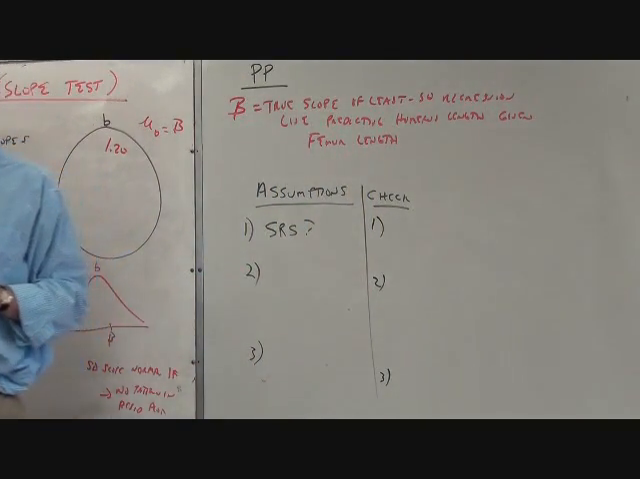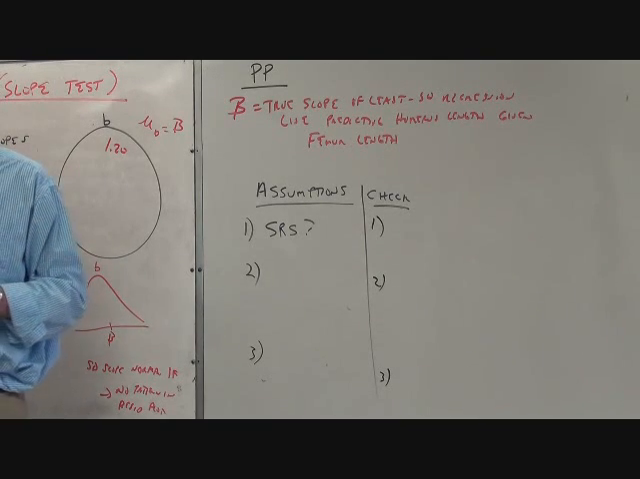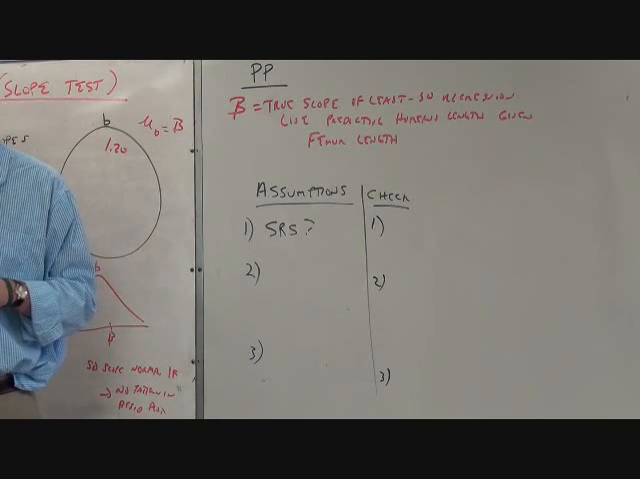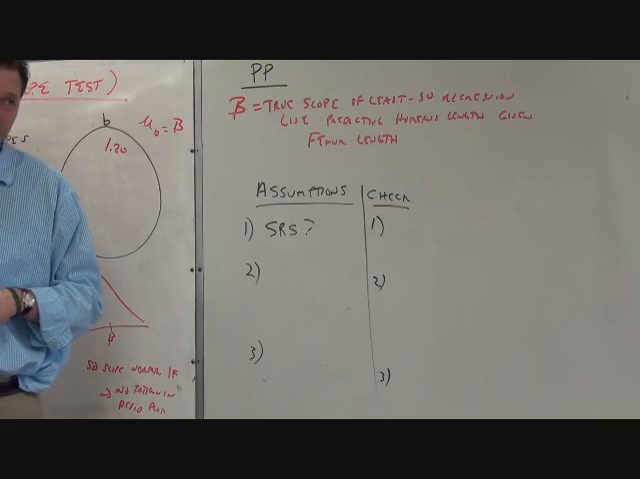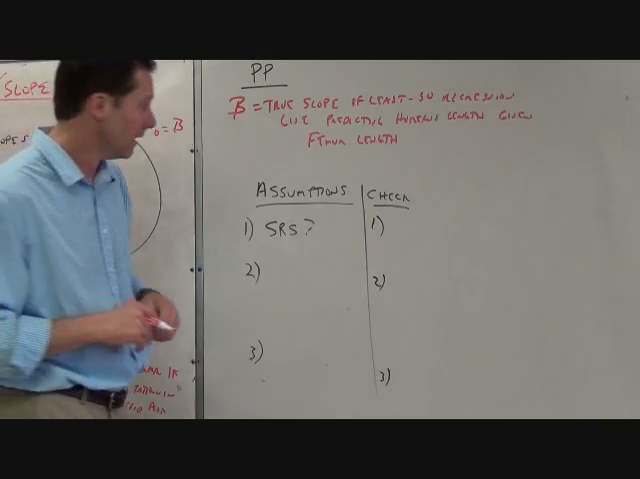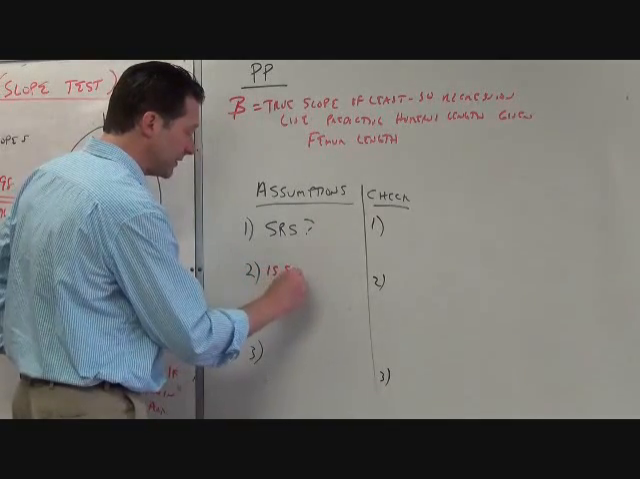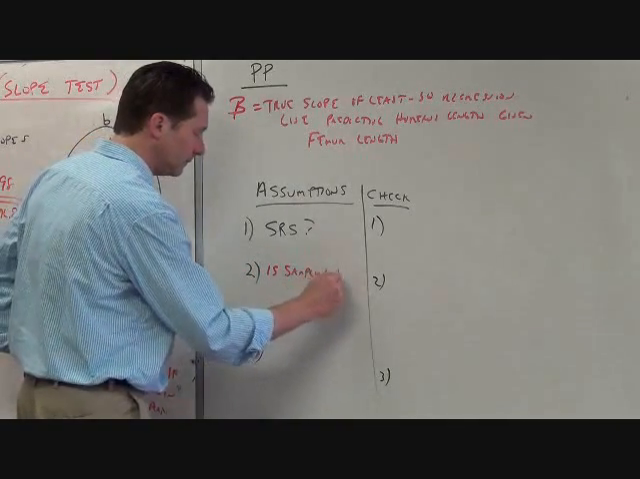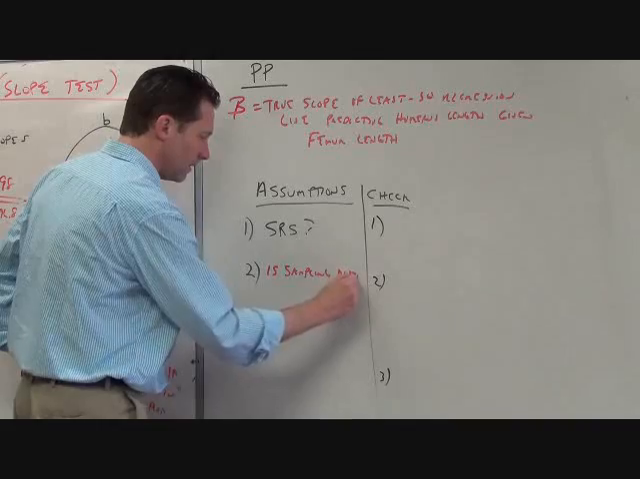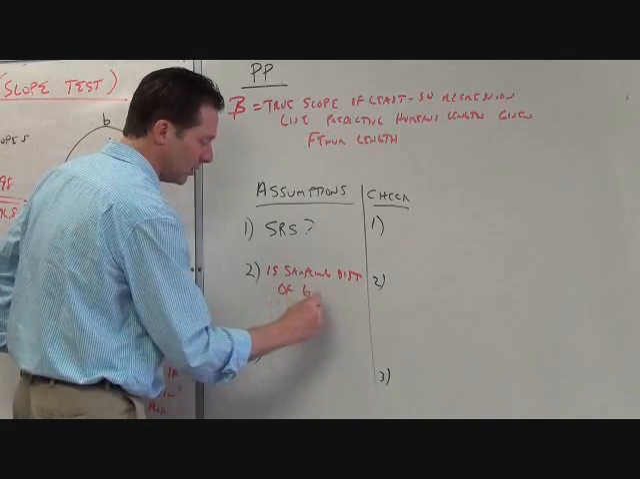Okay, assumptions. Number 1, simple random sample, just like we've always done before. How did I get those 5? You want to talk about that? All right, assumption 2 is the sampling distribution of the sample slopes normal?